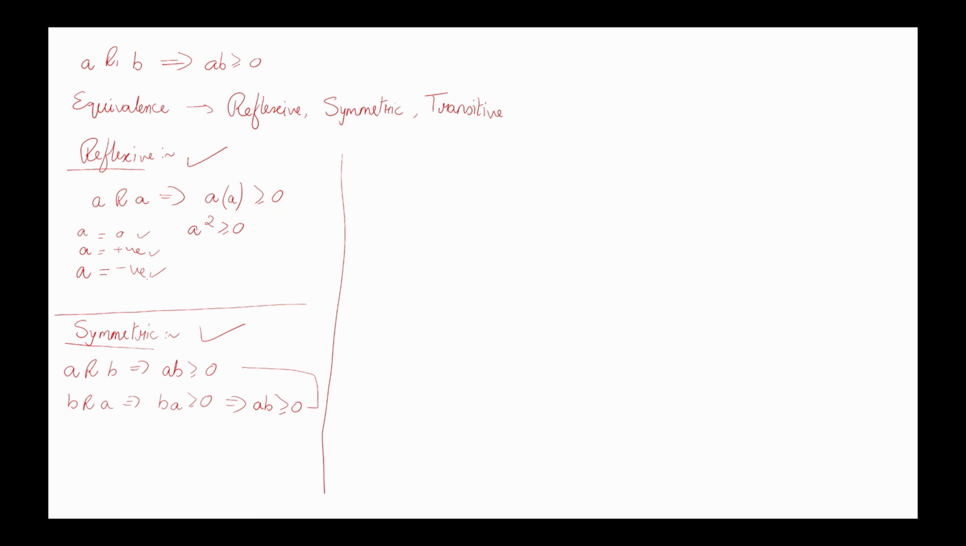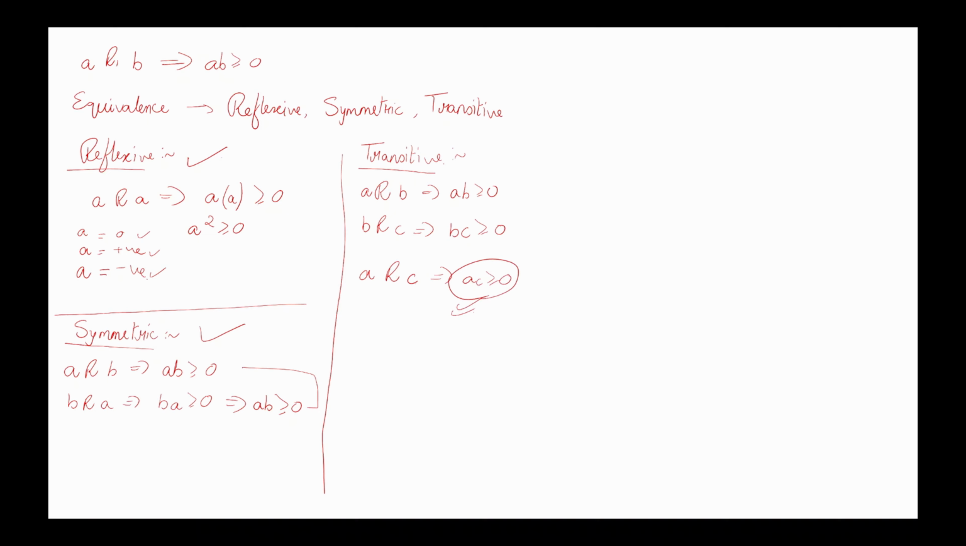Now let us check for transitive. What does transitive say? That if A is related to B, where we say that AB is greater than 0, and B is related to C, given that BC is greater than 0, then A should also be related to C, given that AC should be greater than or equal to 0. Now we have to check whether this condition would be satisfied for all cases or not.